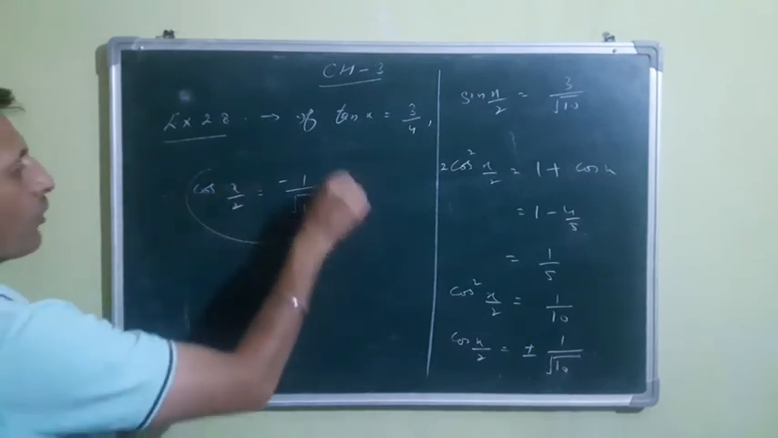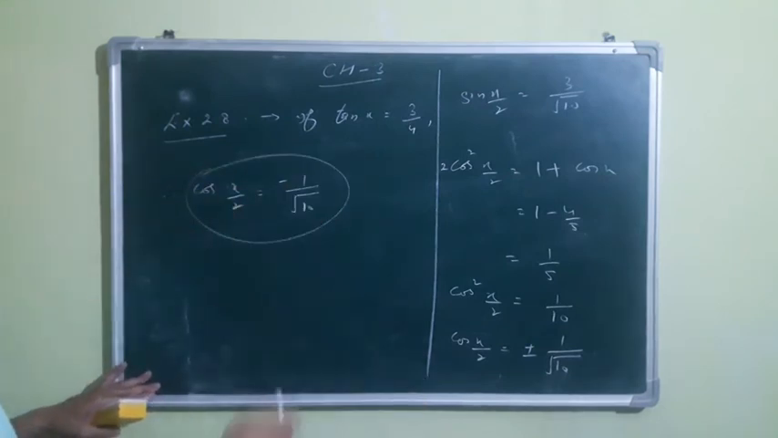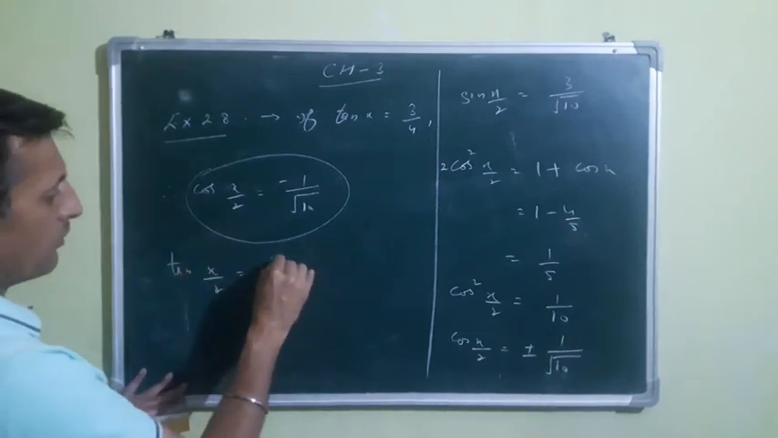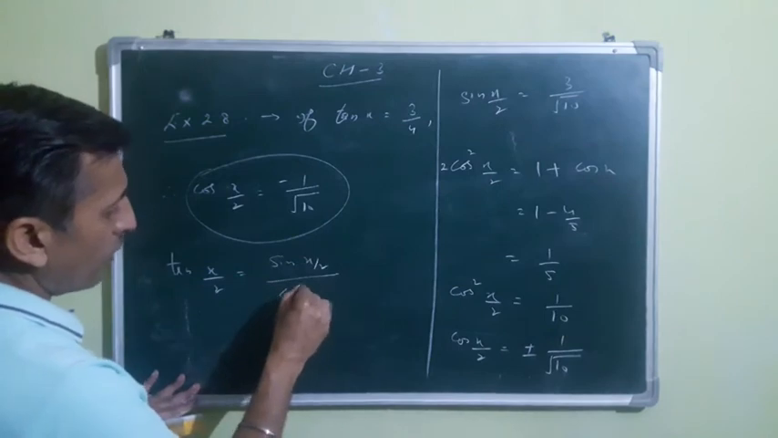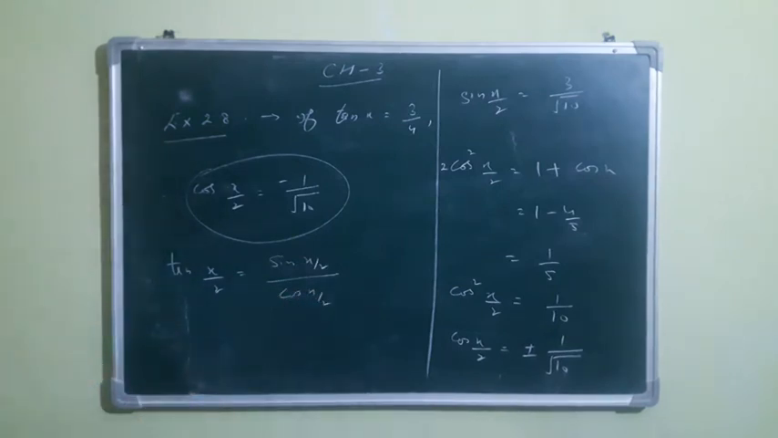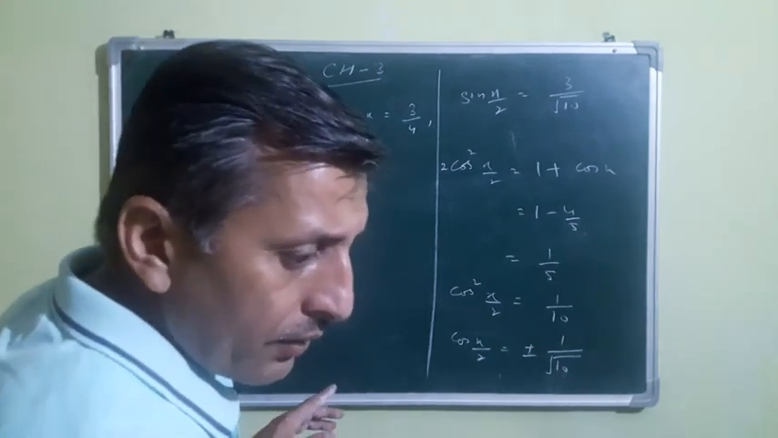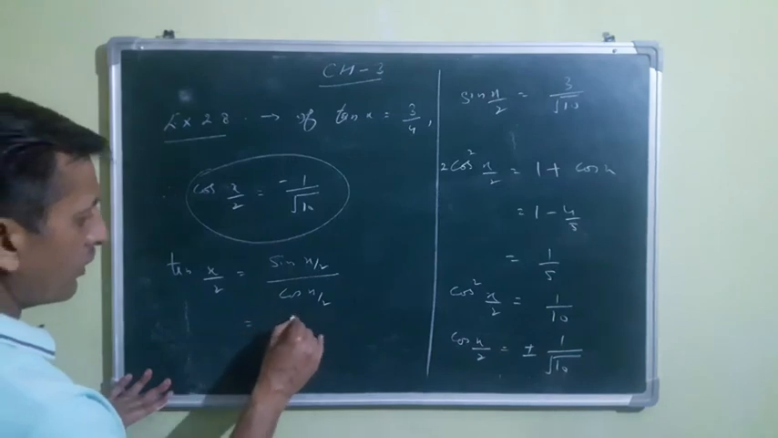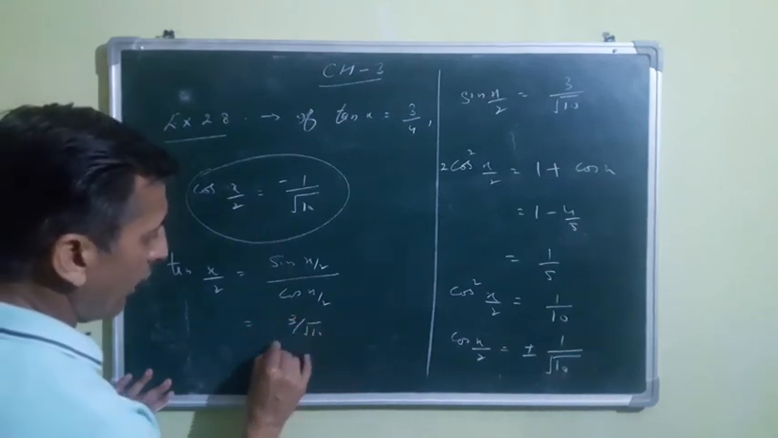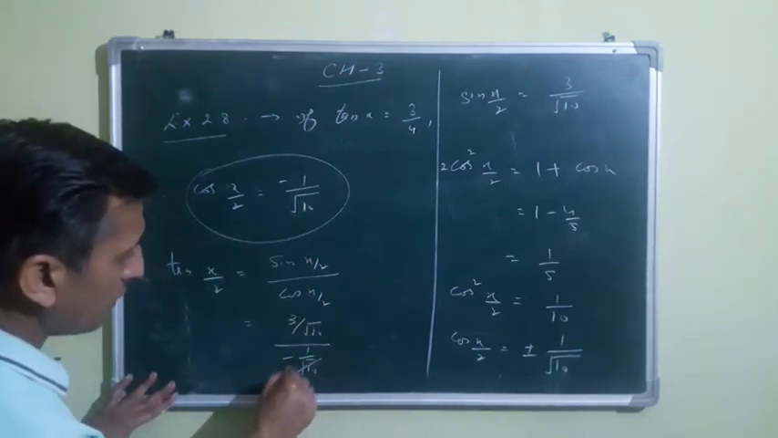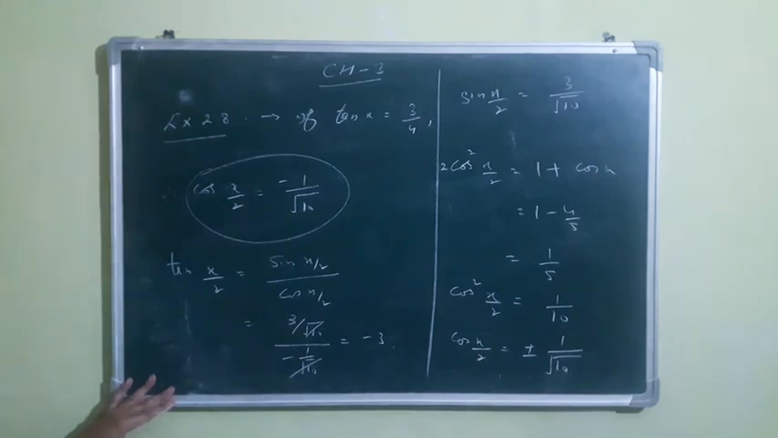So this is cos x by 2, and sin x by 2 we already found. If you find tan x by 2, that is sin x by 2 upon cos x by 2. As we have seen, the value of sin x by 2 is 3 by under root 10, upon cos x by 2, that is minus 1 upon under root 10. The under root 10 cancels, and that's why the value is equal to minus 3. So this is the value for tan x by 2. That's all. So this is example number 28.